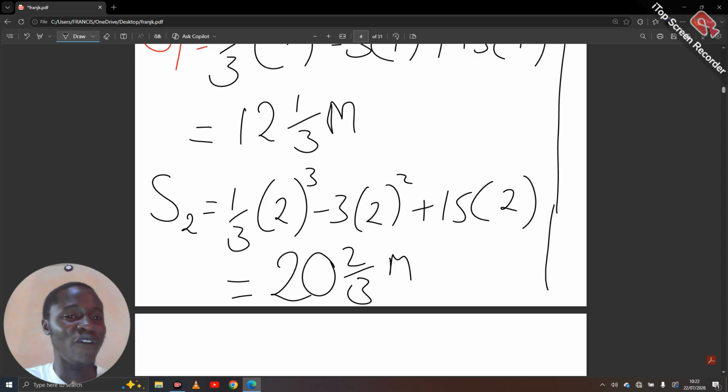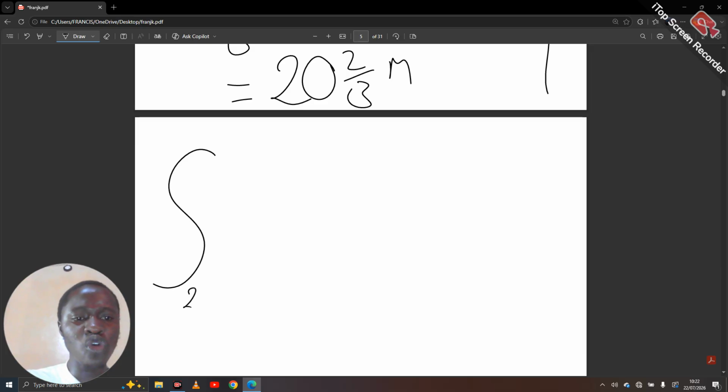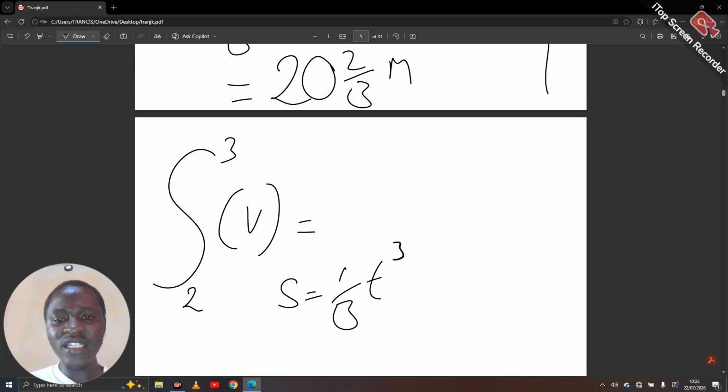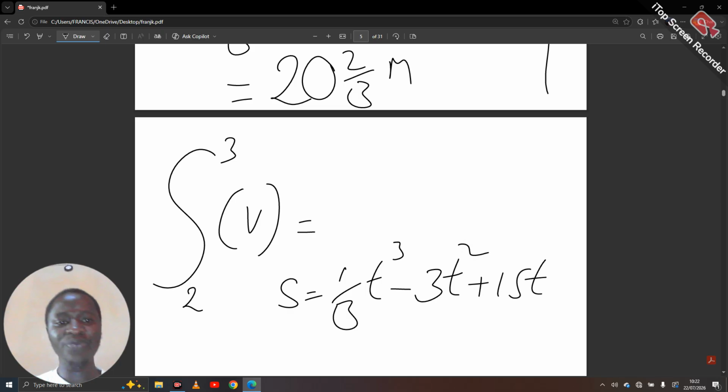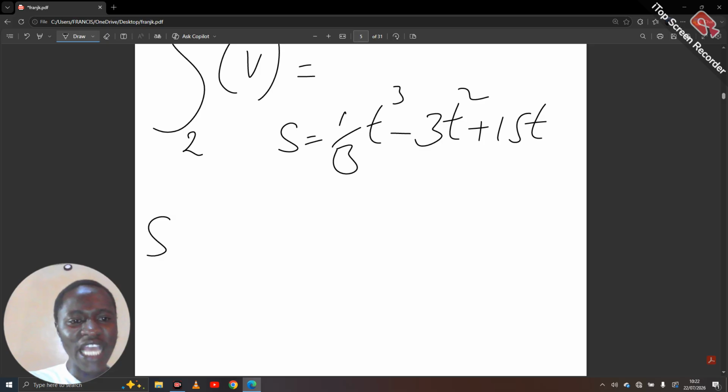This is the first part of displacement. The second part is ranging from 2 to 3. We are integrating velocity ranging from 2 to 3 to get whatever we have already obtained. That one is S, which was a third t cubed minus 3t squared plus 15t. So we are now having that. So we are having S2. Now S2 will be a third.